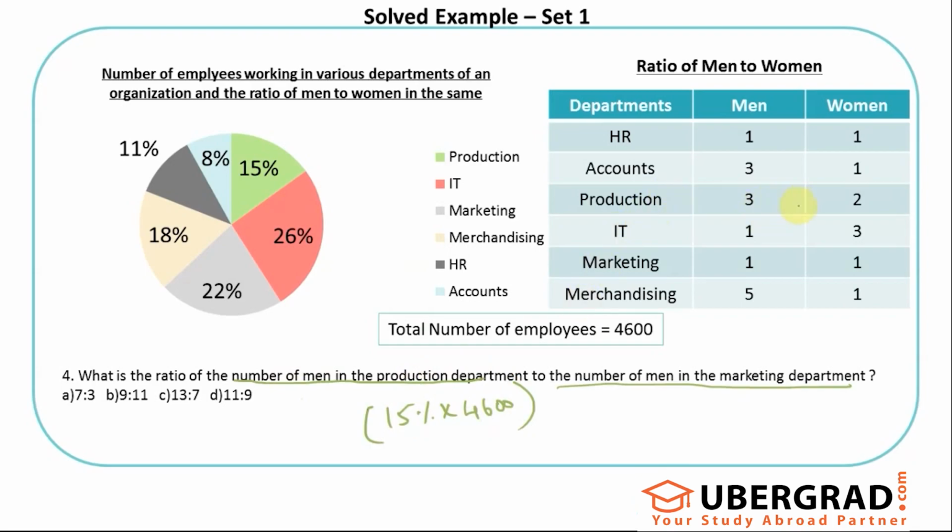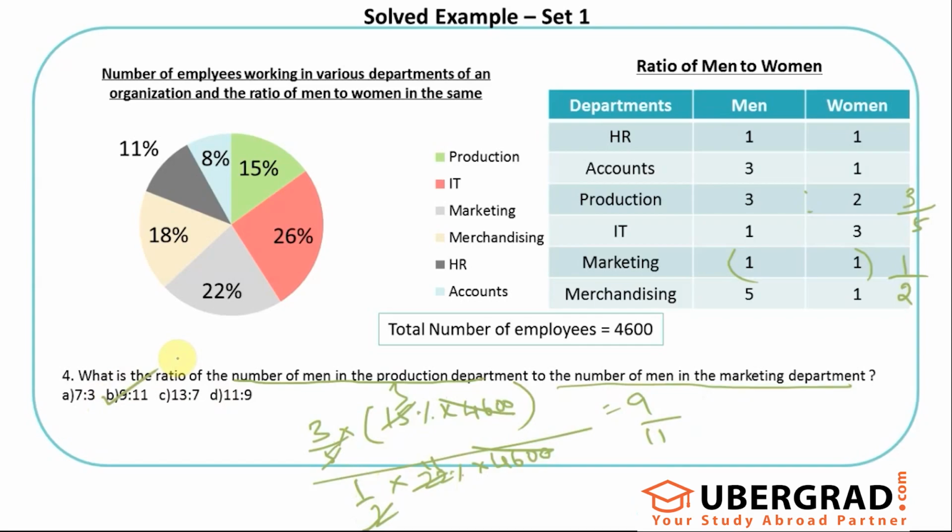Production is 3 men, 2 women. So that's basically 3:2. So the ratio will be 3 by 5, 3 by 3 plus 2. So 3 by 5 into this is the number of men in the production department. Similarly for the marketing department, 22% into 4600 into marketing department 1:1. So that's basically 1 by 1 plus 1. Half of them will be men. So it's half. Cancelled. 5 3s are 15, 2 11s are 22. So I'm basically getting 3 3s are 9 by 11. So percentage is also by 100 by 100. They also get cancelled out. It will finally come out to be 9 by 11.